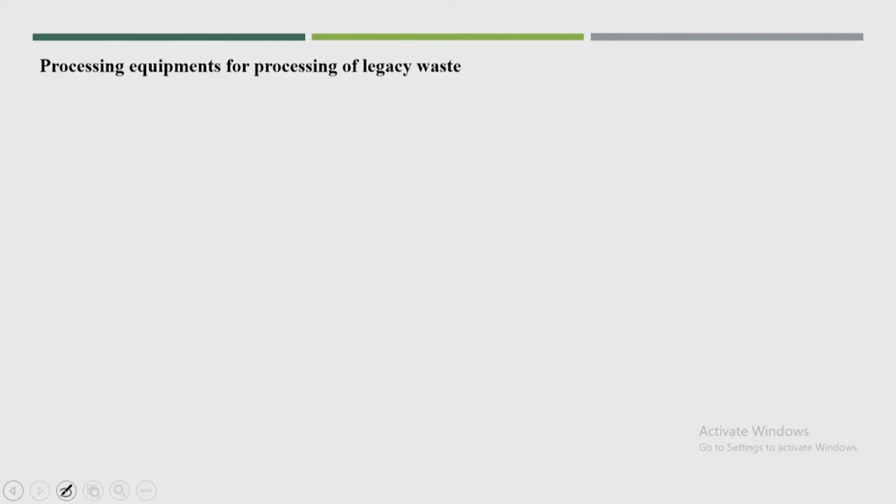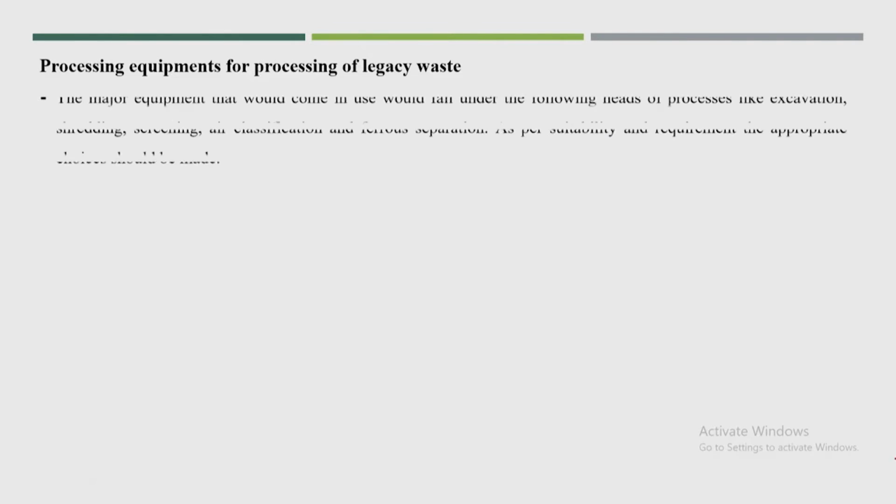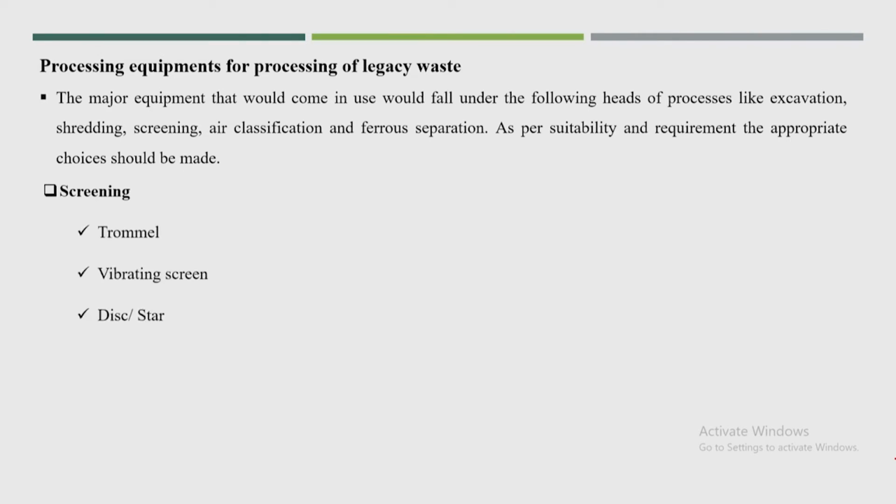The major equipment used for processing of legacy waste falls under the following heads of processing: excavation, shredding, screening, air classification or ferrous separation. For screening, you will require a trommel. Remember that I talked about this trommel segregation in the composting process.